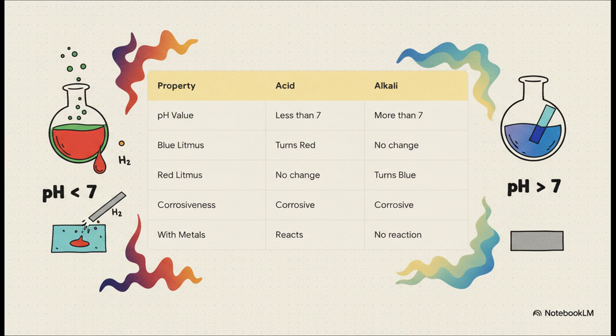Then there's the famous litmus paper test. Here's a super easy way to remember it. Acid has a D in it, and it turns blue litmus paper red. Simple, right? Alkalis do the opposite. They turn red litmus blue. And here's another key difference to remember. Only acids will react with metals to produce hydrogen gas.